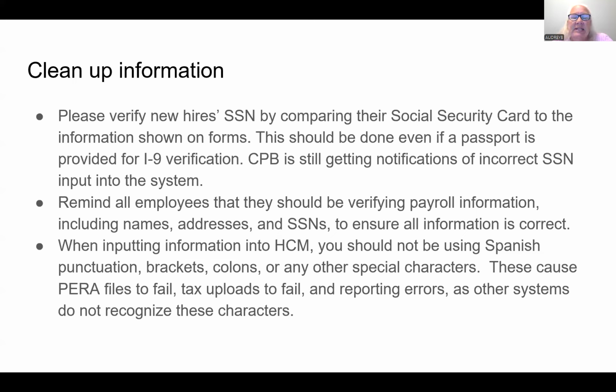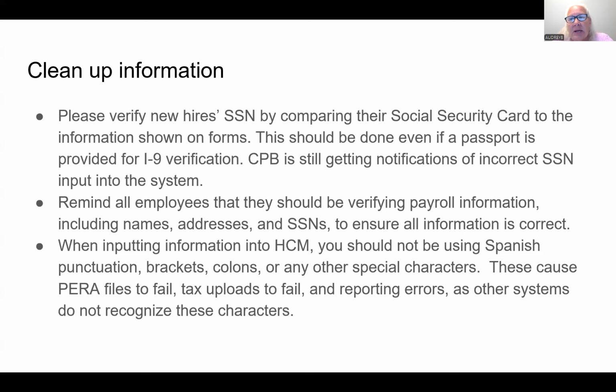For whatever reason, it is important that we only put in correct social security numbers into the system. So all agencies should be requesting a copy of a social security card, at least to view and compare to the paperwork. So that way, if you cannot read the I-9 or you're questioning it, you have the social security card there to verify that number.